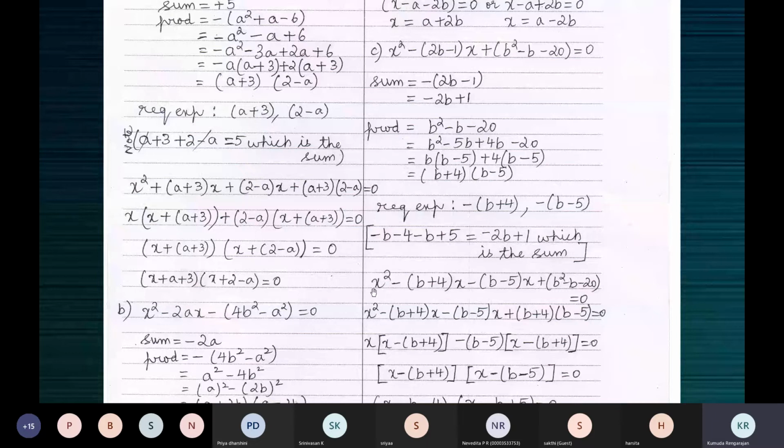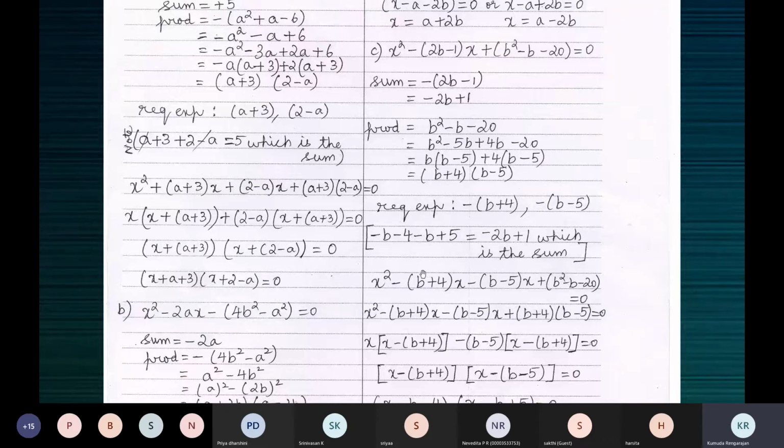Then the same steps: write the first term, write the last term. By mistake, I wrote this itself, b square minus b minus 20, so I didn't want to erase it. In the next step, I replaced it. I wanted to write b plus 4 into b minus 5 here, but in a hurry, I wrote this one. It's okay. In the next step, you replace that with b plus 4 into b minus 5.